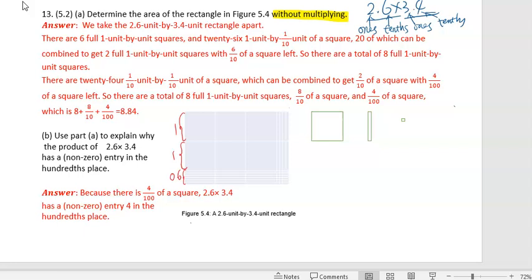So, and for the width, we have 3 ones. So it has 1, another 1, and another 1, and 4 tenths. So again, you can see I have 1, 2, 3, 4. Each of them has a tenth. And I'm just going to put them together and call it 0.4.